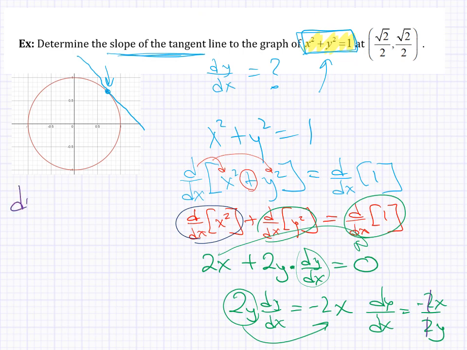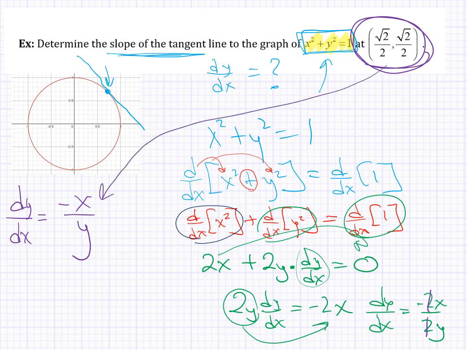So dy dx equals negative x over y. Now, it asks us to find the slope of the tangent line at this point. And so now this point has to go into this derivative. And notice, when we do implicit differentiation, our derivative is dependent on both the x and the y value.